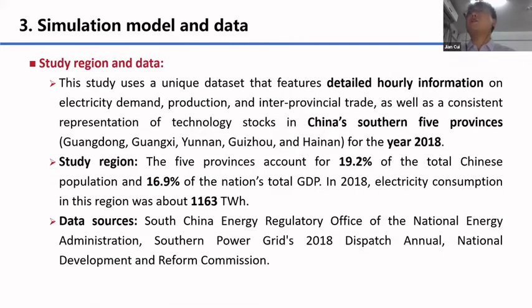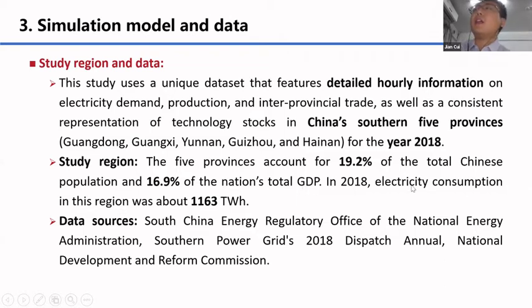And here is our study region and data. We use a unique data set that provides detailed hourly information on electricity demand, production, and interprovincial trade, as well as a consistent representation of the technology stocks in China's southern five provinces: Guangdong, Guangxi, Yunnan, Guizhou, and Hainan, for the year 2018. The study region accounts for about 19.2% of the total Chinese population and 16.9% of the national total GDP.